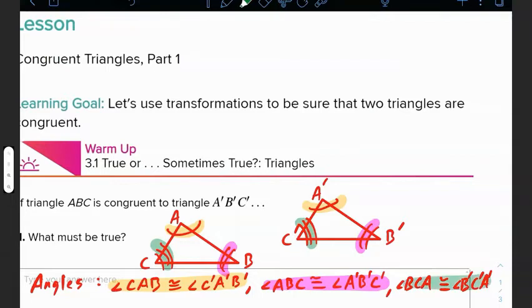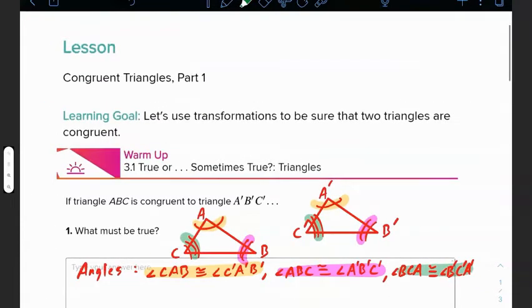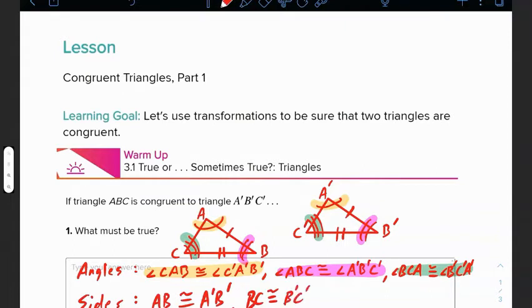What about the sides, right? Corresponding sides. AB right here needs to be congruent to A prime, B prime, right? Those sides have to be congruent to one another. We also know that BC needs to be congruent to B prime, C prime. And lastly, AC right here needs to be congruent to the other A prime, C prime.